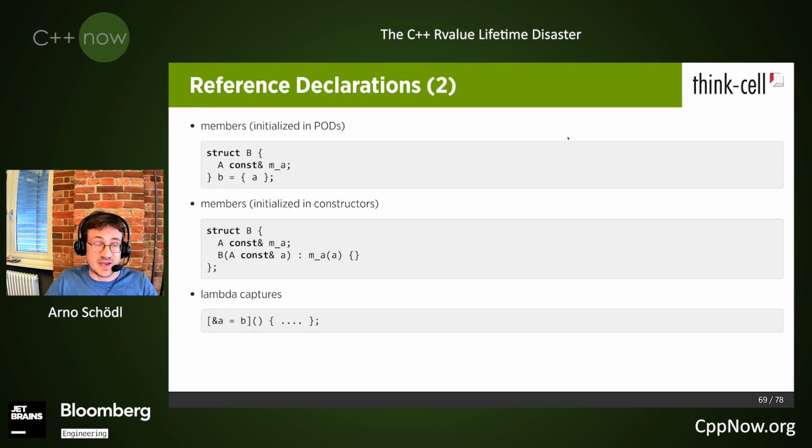Now, we have members of structures that are directly initialized as PODs. And we have member initialization in constructors. And then finally, we have lambda captures. That's all I could come up with. Now, you can imagine any one of these constructs either being inside one of these pragmas or not, and behaving one way or the other, depending on where they appear.